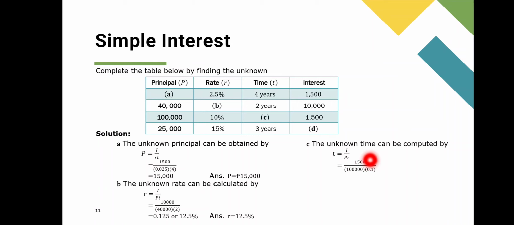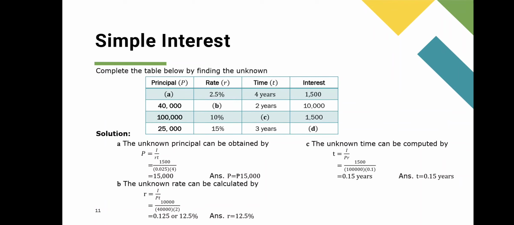So 10% is 0.01 in decimal. So first we multiply 100,000 by 0.01. That will give you 10,000. So that's 1,500 divided by 10,000. That will give you 0.15 years. So therefore, the time is 0.15 years.